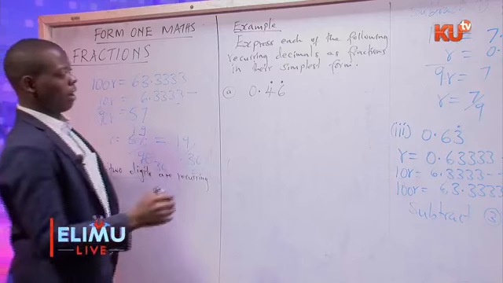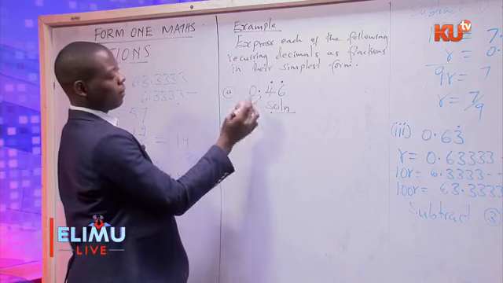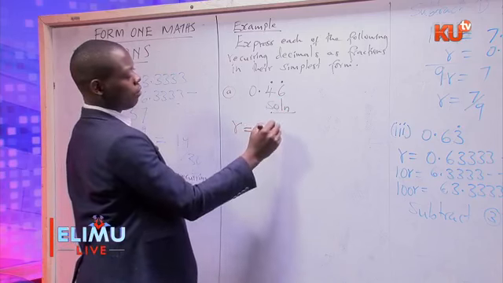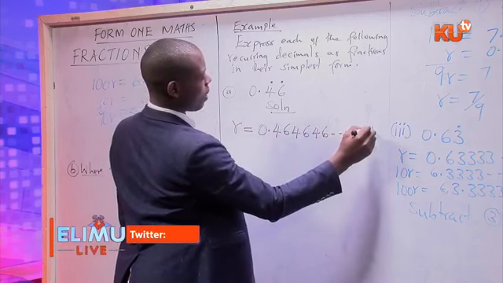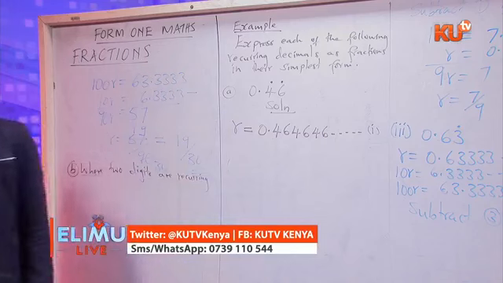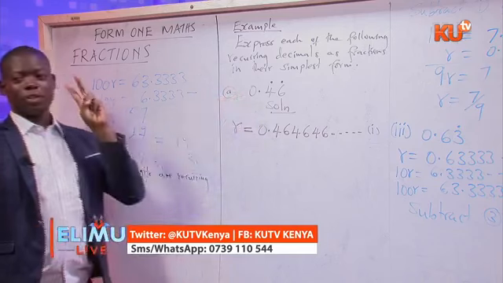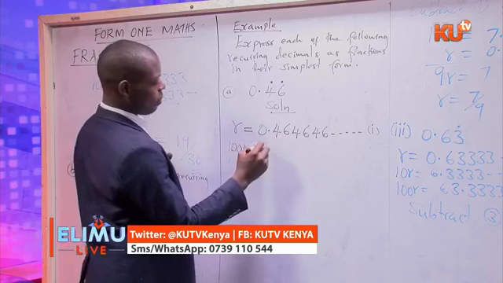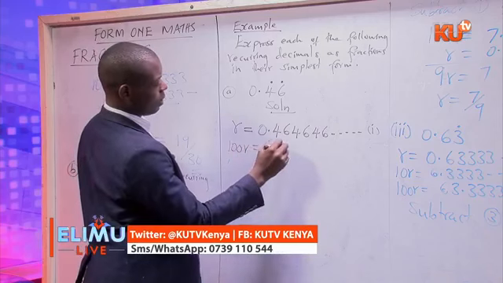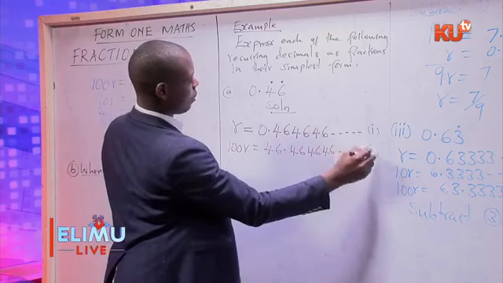So students, we start again our procedure. Solution. Our recurring decimal will be 0.464646, and you can write as many as you want. That is the first equation. How many decimal places? 2. In the original number, there are 2. Therefore, we go for 100R. 100R will be 46.464646. Equation number 2.